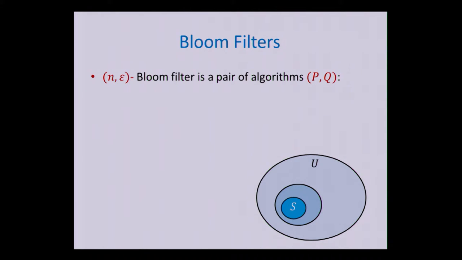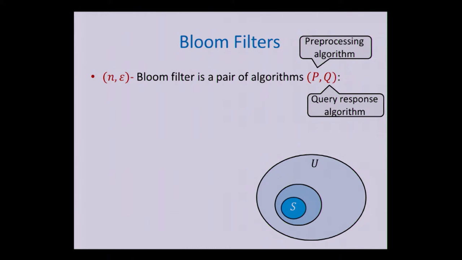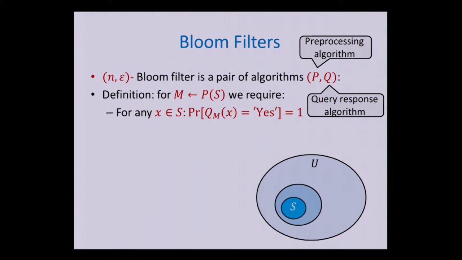An epsilon Bloom filter is a pair of algorithms, P and Q. P is the pre-processing algorithm, and Q is the query algorithm. We have the following definition. We run the pre-processing algorithm on the set S, and we get a memory representation M. M is going to be this representation of the set S. And then we have two requirements.